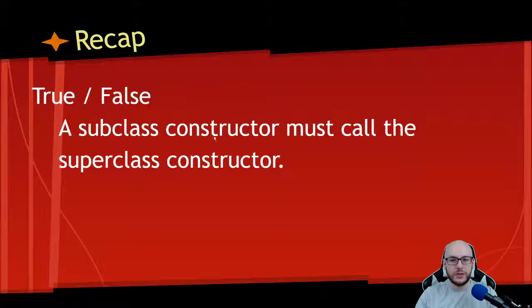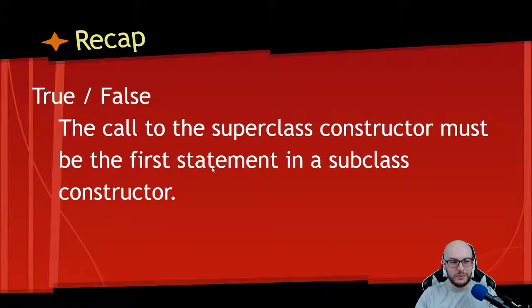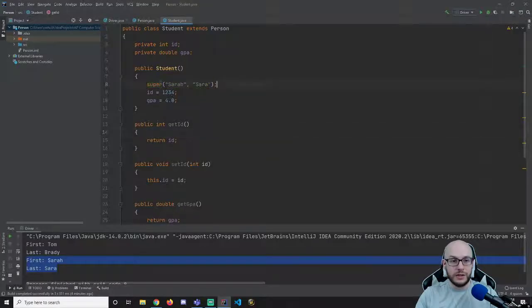A subclass constructor must call the superclass constructor. That is true. We're going to talk about why I was able to get away with not doing it earlier, but this is actually true. The call to the superclass constructor must be the first statement in a subclass constructor. True. This is a syntax error if you do otherwise, right? Here's the call to the superclass constructor. Person is the superclass of student. So this is the first statement.